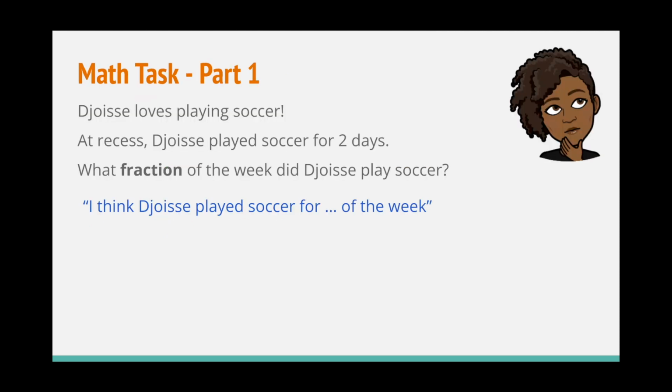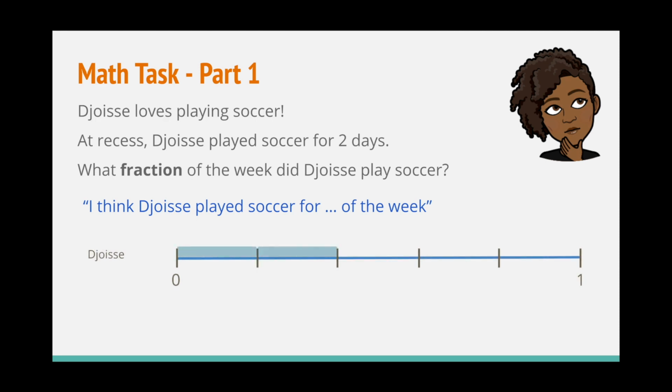Joyce loves playing soccer. At recess, Joyce played soccer for 2 days. What fraction of the week does Joyce play soccer? This is where I want you to turn and talk. I think Joyce played soccer for what fraction of the week? So I'm going to tell you. Joyce played soccer for 2/5 of the week. The blue represents the 2 days that Joyce played, and there were 5 equal parts on this number line, which represent the days of the week. So he played soccer for 2/5 of the week.